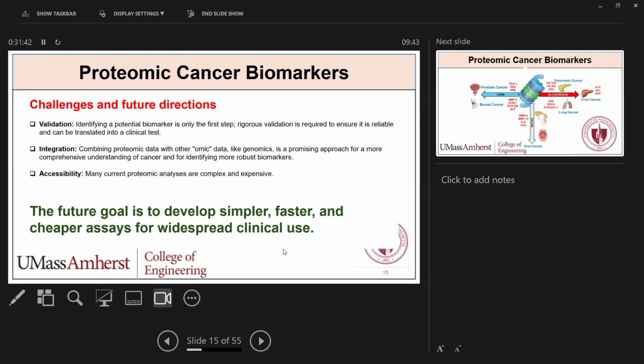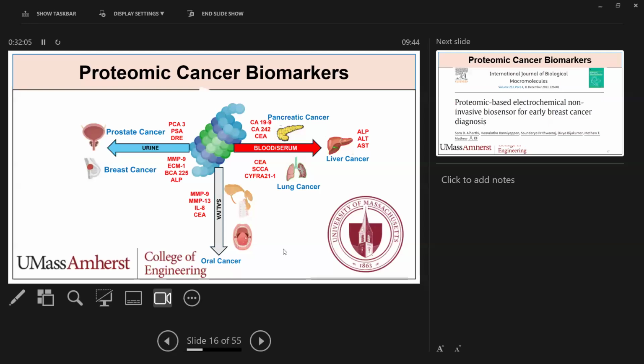And then integration, combining proteomic data with genomics, is a very good approach for understanding cancer and finding robust biomarkers. Many proteomic analyses are complex and expensive. So the future goal is to develop simpler, faster, and cheaper assays for widespread clinical use.